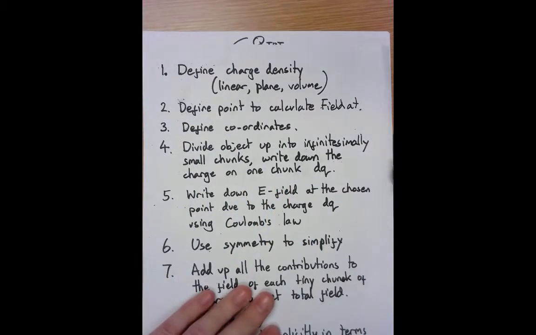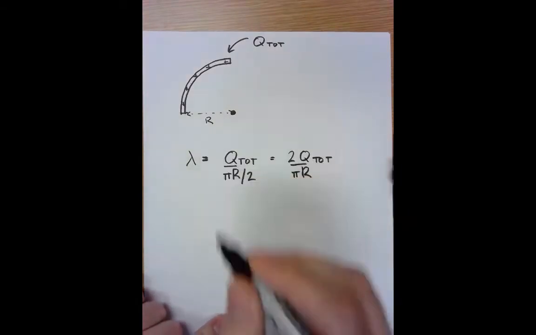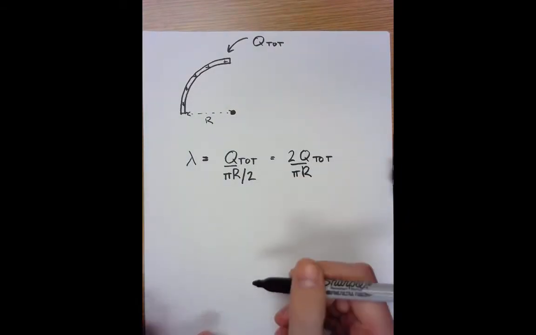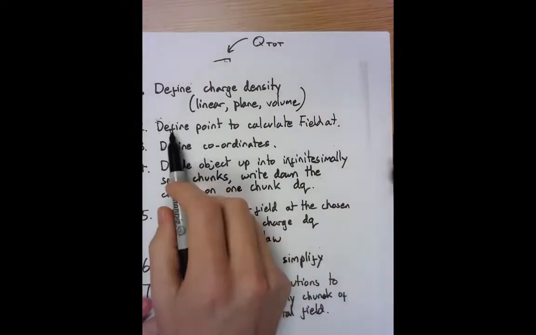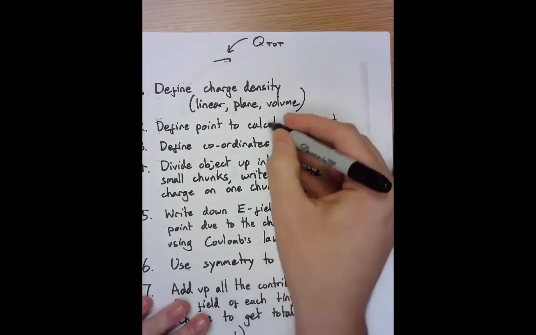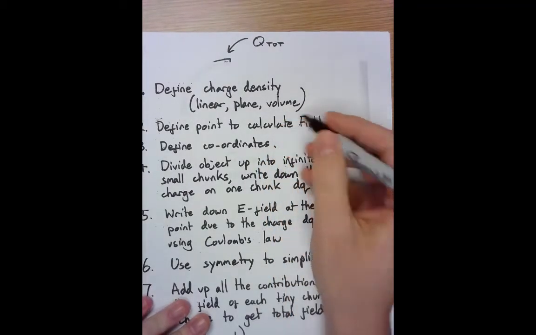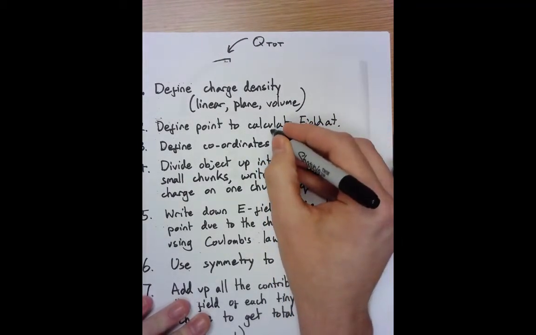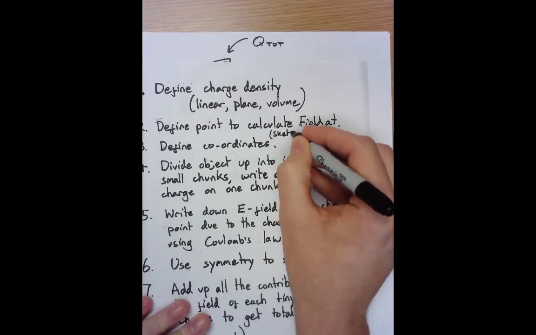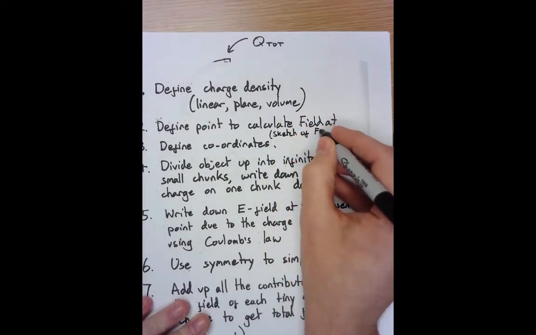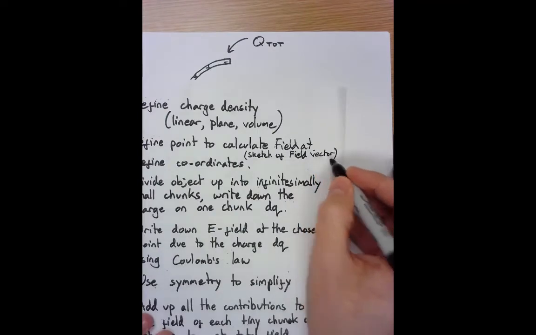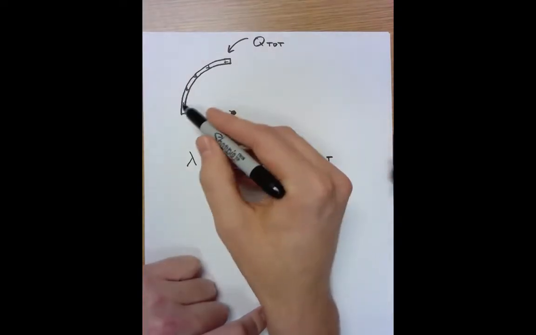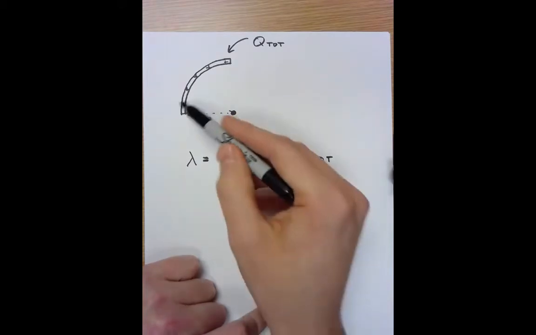Next, define the point to calculate the field at. Well, that's this point here. And what we want to do, by the way, when we define the point to calculate the field at, I should add here that at this point, we should make a quick sketch of the field vector to get an idea of what direction it's pointing in. So what direction is it going to point in at this point here, due to this charge here?